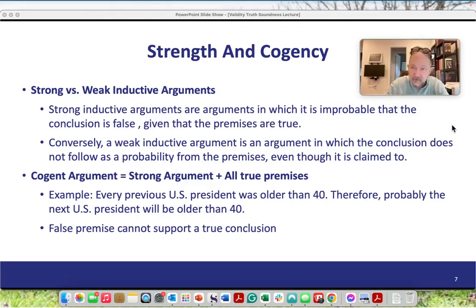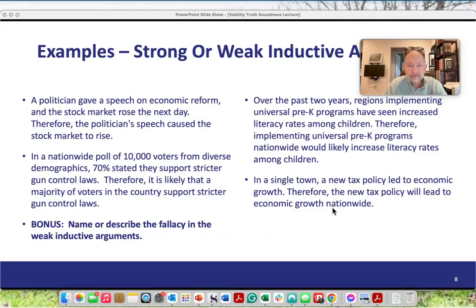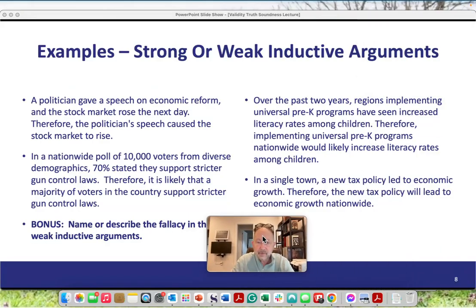So the stronger the premises, the stronger the argument. A false premise cannot support a true conclusion. So if the premise is false, the conclusion cannot be true. All right, here's some examples of that.